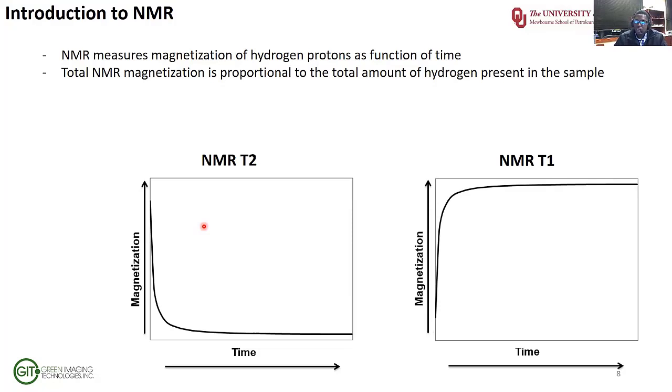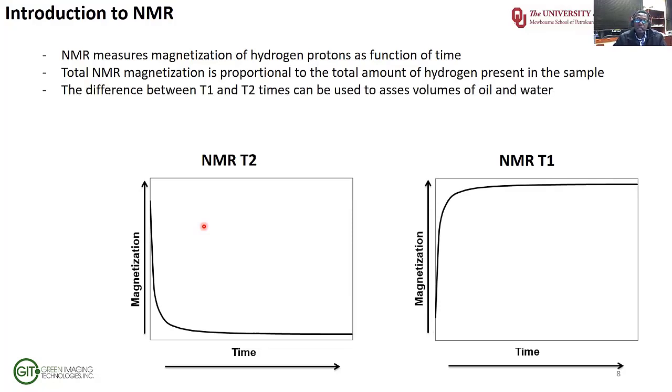And one thing that is also important is that the difference between T1 and T2 times can be used to assess volumes of water and oil. And so that is why it's also really good to make these independent measurements. Actually, most of the time we do them simultaneously. We do T1, T2 measurements. We will talk about that a little more in the coming slides.